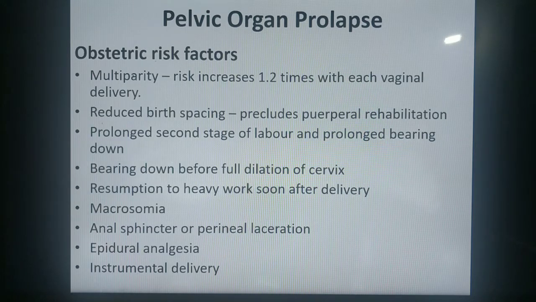Discussing one by one the different risk factors, of which obstetrical risk factor is the most important, it consists of multiparity. Multiparity increases risk 1.2 times with each vaginal delivery. Reduced birth spacing, because it precludes puerperal rehabilitation. Prolonged second stage of labor and prolonged bearing down effort. Bearing down before full dilatation of cervix, that is premature bearing down. Resumption of heavy work soon after delivery. Delivery of macrosomic baby, anal sphincter or perineal lacerations, epidural analgesia and instrumental delivery.